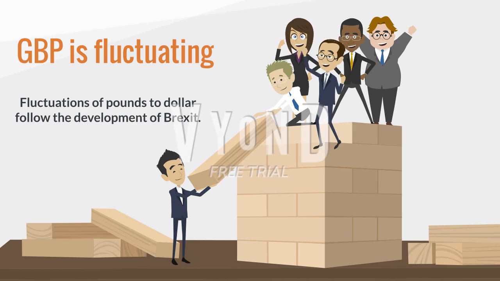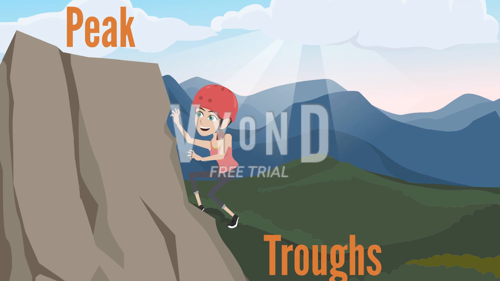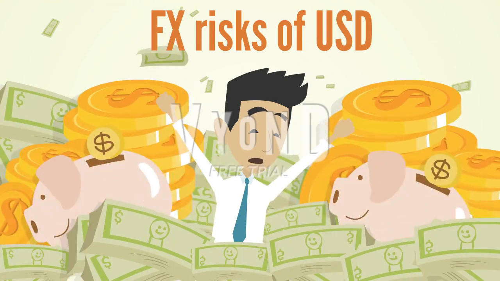From those changes, we can see the fluctuation of the pound to dollar is following the development of Brexit. The peaks and troughs were highly related to Brexit issues. Now, we will discuss how Brexit impacts the foreign exchange risk of the USD.